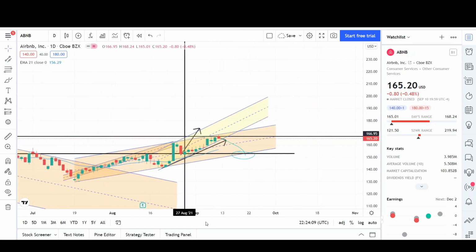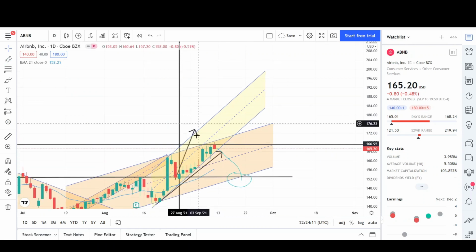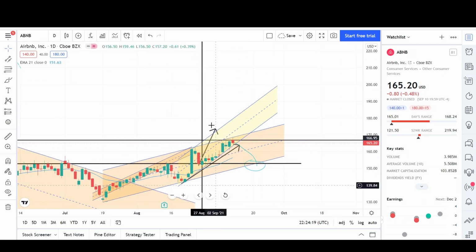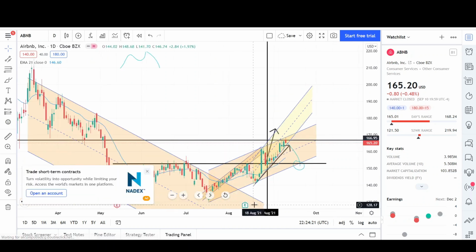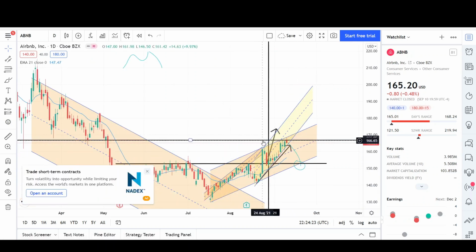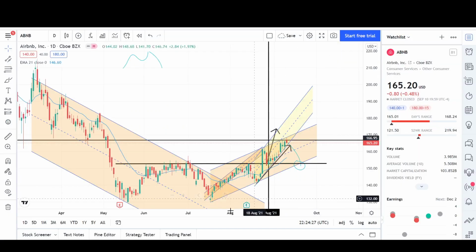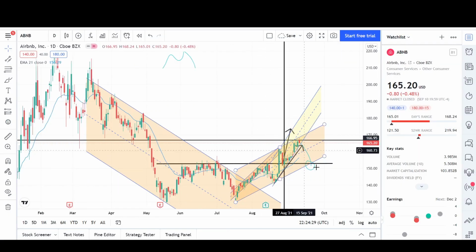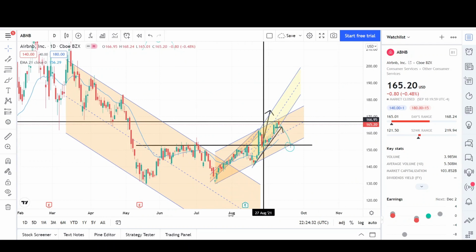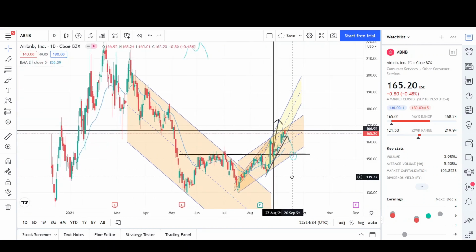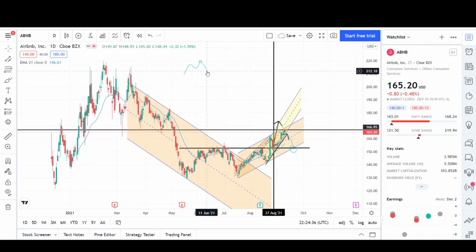Maybe. But the thing is, see how we're not going to the top side of it? It's because this orange channel is acting as resistance, right? There's another pattern in play. So that's why we're not going to the upper side of it. And also, I don't think we're going to continue higher, especially since we have this horizontal line, this 166 level, that's a potential resistance zone. And we just made two legs up. So it's telling me that the uptrend has pretty much played out.